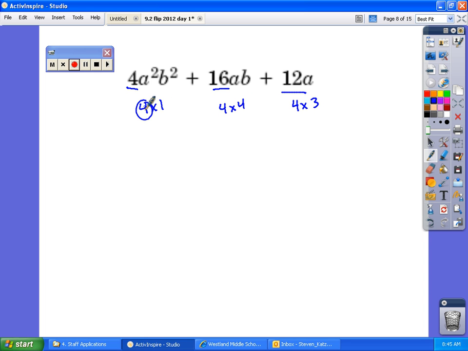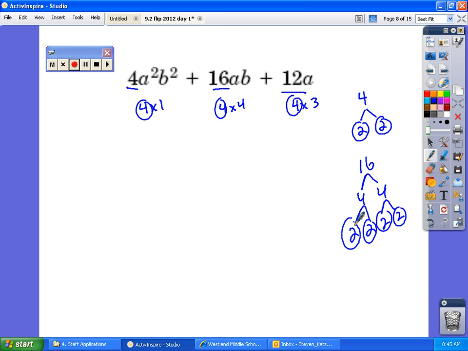So really, I know that 4 is going to be my common factor, but in case you didn't know, remember you could do the prime factorization of each of them. 2 and 2 is 4. 16, you get 4 and 4, and then 2 and 2. This, again, is what we learned in Chapter 9.1. And in 12, you get 4 and 3, 2 and 2.